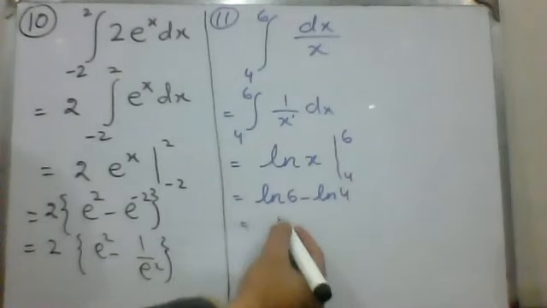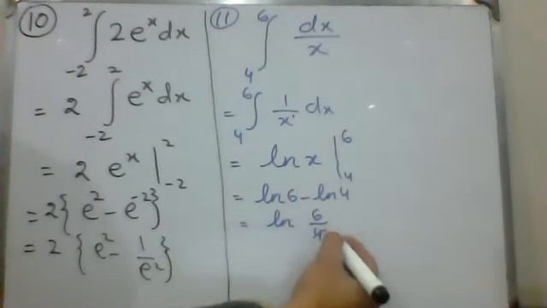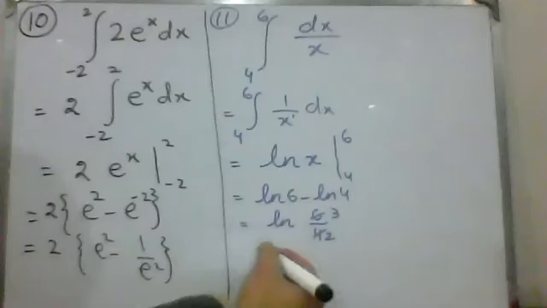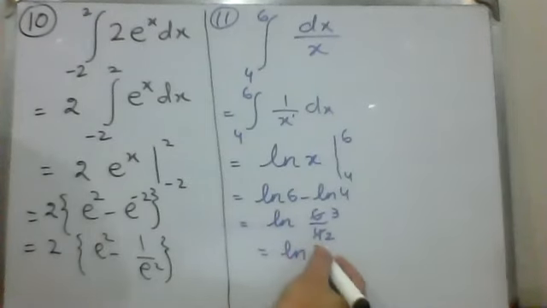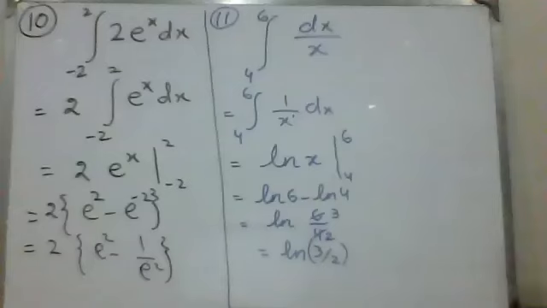So after using the law of log, we write that natural log 6 divided by 4. So 2 2s are and 2 3s are. We get from here ln of 3 by 2. So that is our required answer. After calculating, that is our required answer. So next question.